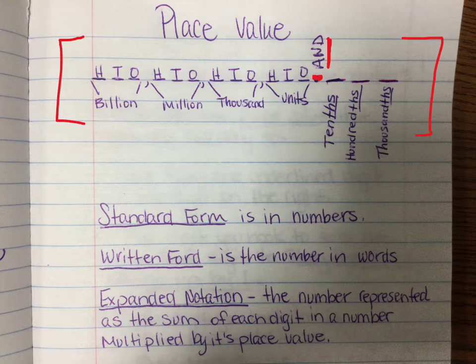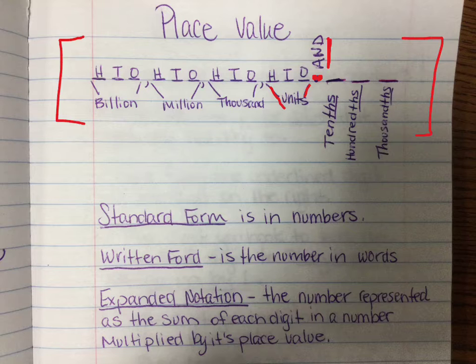Okay, but to the left of the decimal is your whole numbers. So it always starts with ones, tens, and hundreds. And this first group is just units. So it's 100, 10, 1. Okay, it's just place value. And then you have 1,000, 10,000, 100,000, 1 million, 10 million, 100 million, 1 billion, 10 billion, 100 billion.